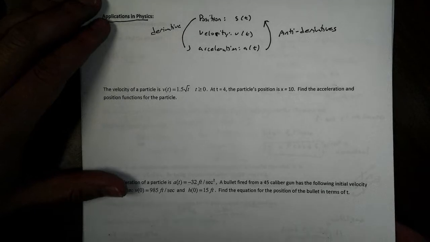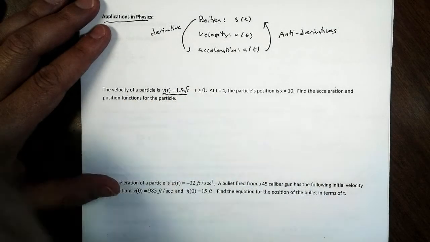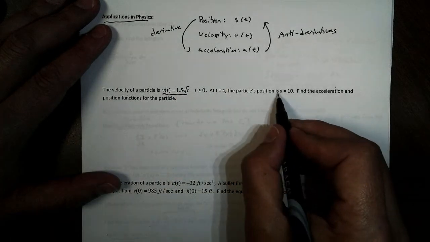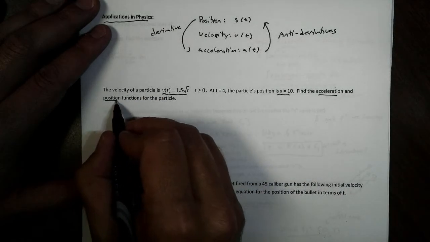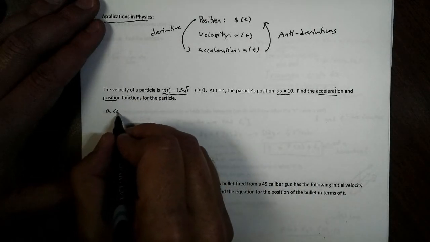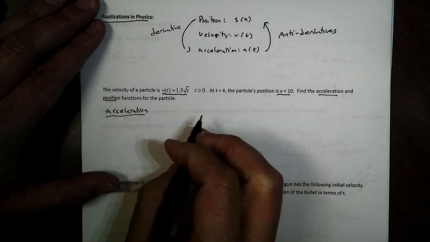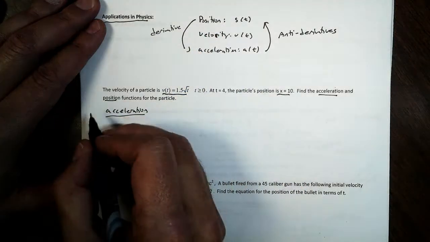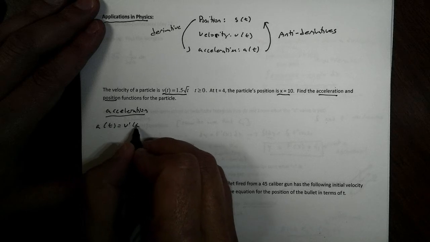All right, so let's say an example here. The velocity of a particle is given by 1.5 root t. At t equals 4, the position is 10. Find the acceleration and the position functions. So let's deal with the acceleration function. Now, I know if I'm given velocity, to get acceleration, I take the derivative. So acceleration is the derivative of velocity.